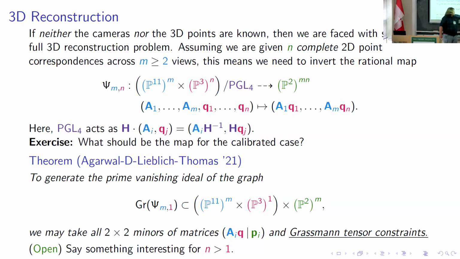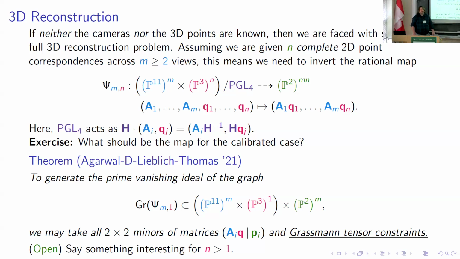So these are clearly in the vanishing ideal, but they don't actually generate a saturated ideal. So they're not saturated with respect to the irrelevant ideal in the cameras. In order to attain a saturated ideal, you need to throw in these things called Grassmann tensor constraints, which I'll explain in the next slide. Okay, that's just for 1 world point, by the way.